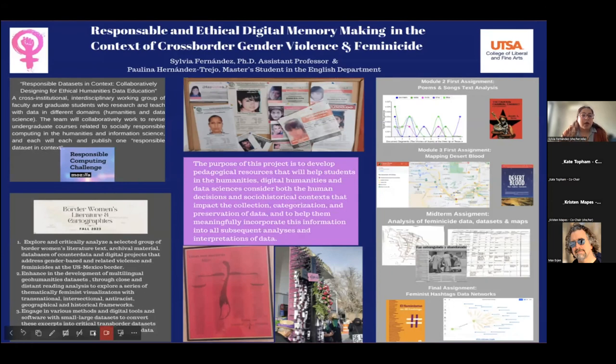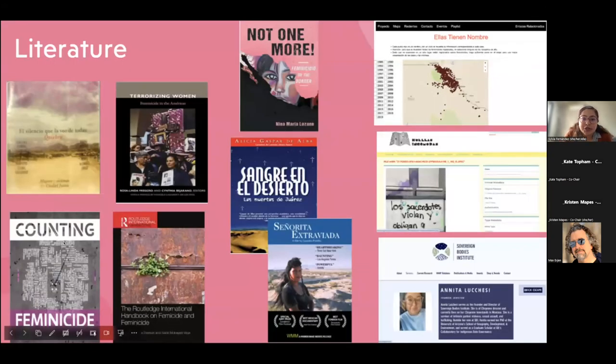Moving forward, this is some of the literature that was being used from an interdisciplinary and transborder approach, publications that were done on both sides of the border, such as El Silencio que la voz de todas quiebra, which holds this first database and map. In that book, there are very few copies of it now, which also required us to make some copies to have access to it. Understanding the long trajectory of activism and the feminicides on the US-Mexico border through terrorizing women.